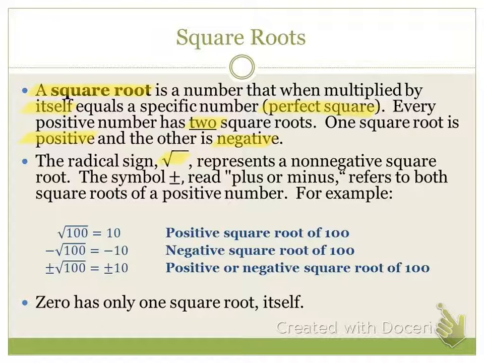All right, and then we use a plus and minus symbol to refer to both square roots of the number. So you probably are better off just by writing every word of those definitions, but those are just some highlights. 0 has only one square root, and that's 0.